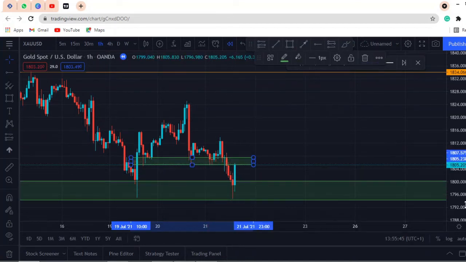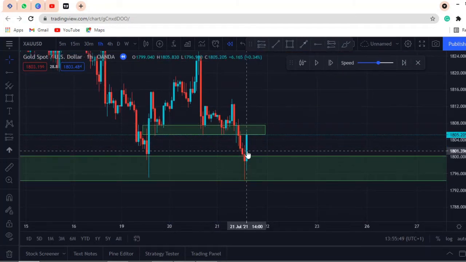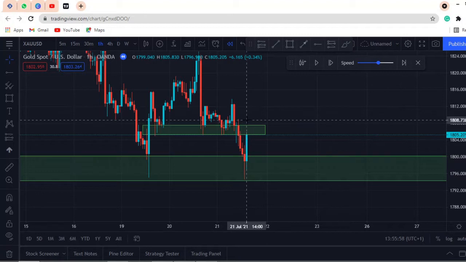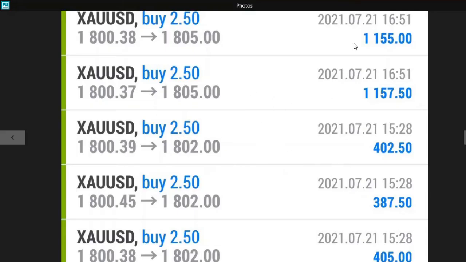So I just targeted these small moves here. You can see that it came down, but my stop loss was below here. Then just one hour, one candlestick. This one candlestick was the move that we caught, and as you can see, this was a move.